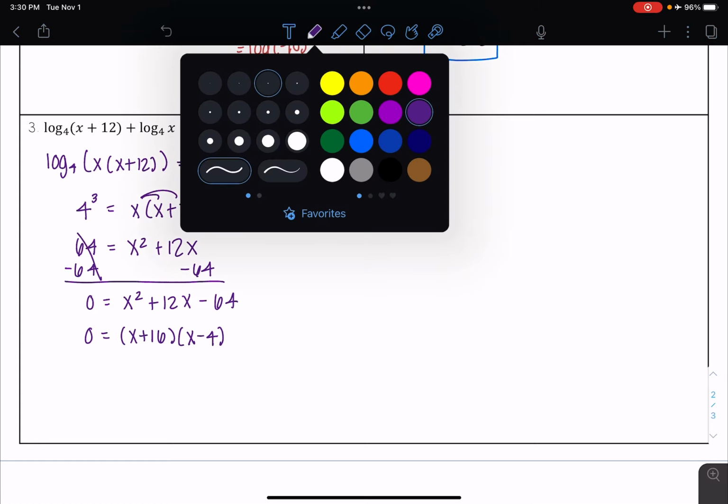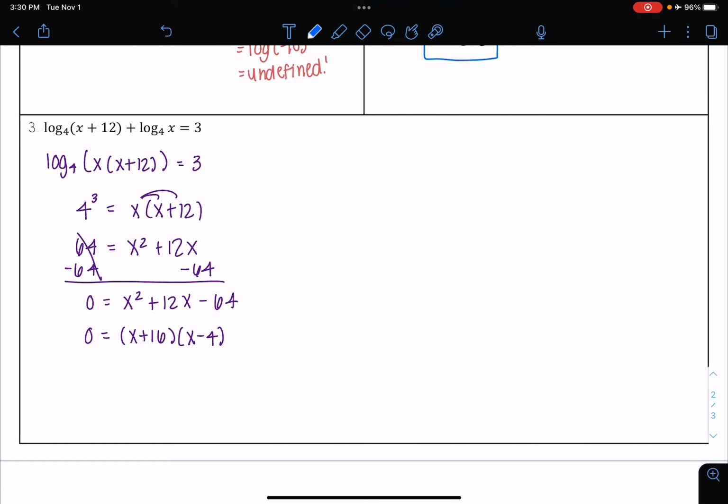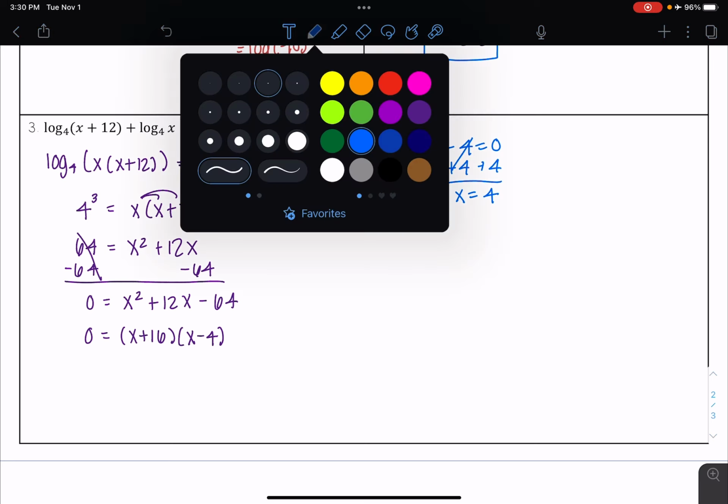And now I need to solve both of those. So I have x plus 16 is equal to 0. X minus 4 is equal to 0. So I have x is equal to negative 16, or x is equal to 4. And now I need to check both of these solutions.